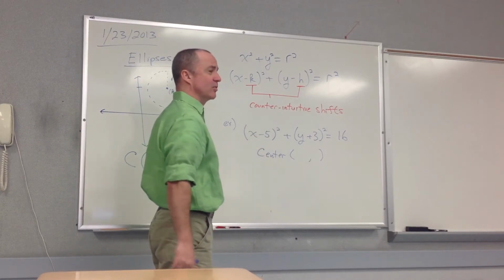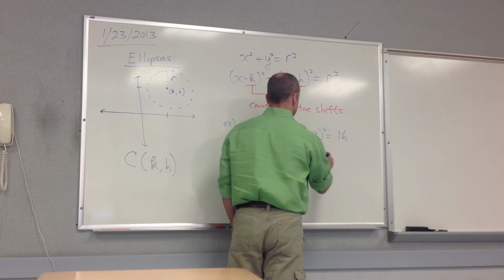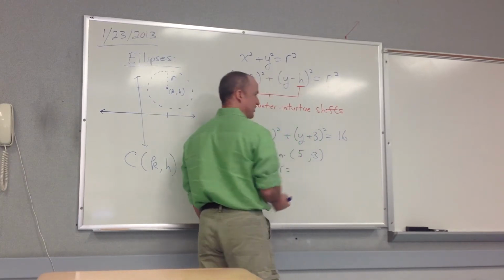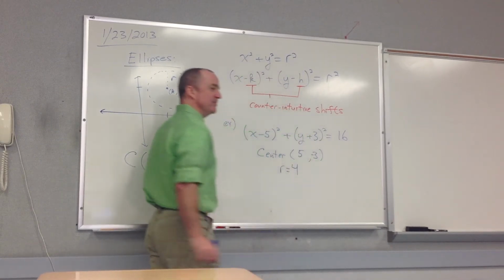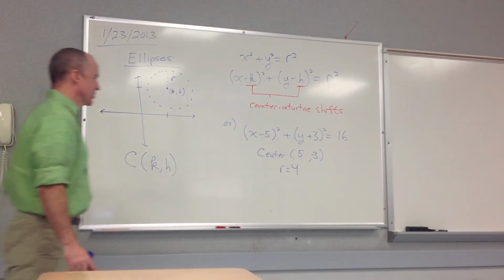That is in quadrant 4. What are the actual points? 5, negative 3. And now, what's the radius of this circle? 4. Same number of fingers. Thank you, Robbie. 4. That'll be centered at 5, negative 3 with a radius of 4.